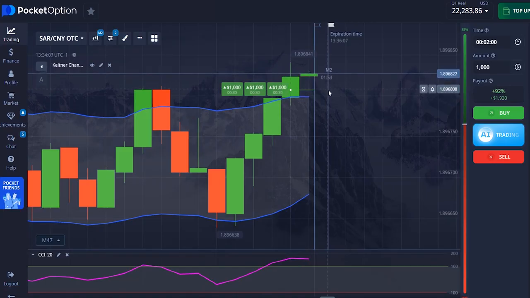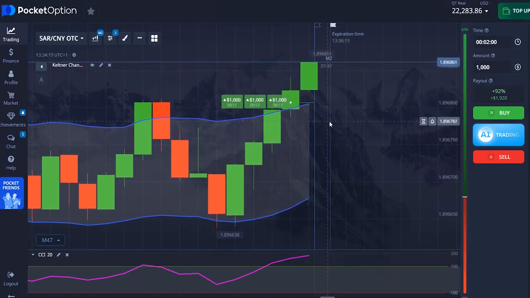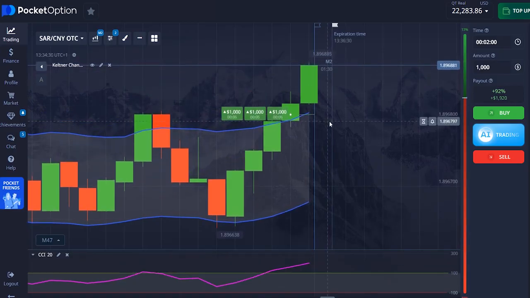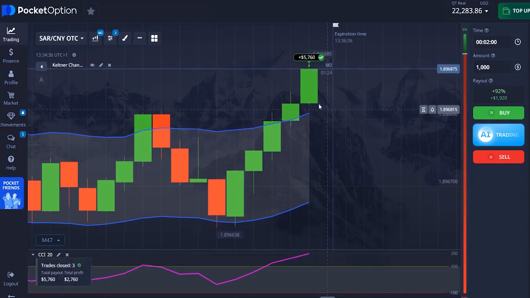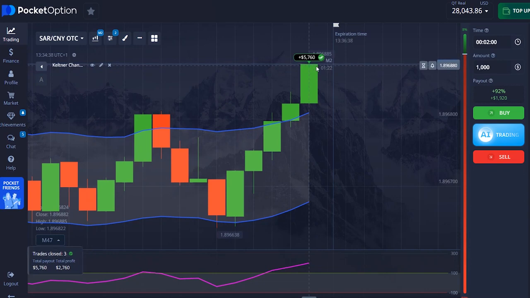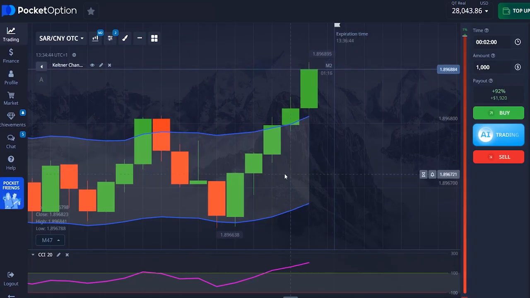So guys, we have 30 seconds to go on this trade. Let's wait and see how this trade will turn out. So guys, we have 2 seconds to the end of the trade. And as you can see right here, guys, we made another good amount of money. We made a very good amount of money right here, guys. This particular strategy is a very powerful one, guys.